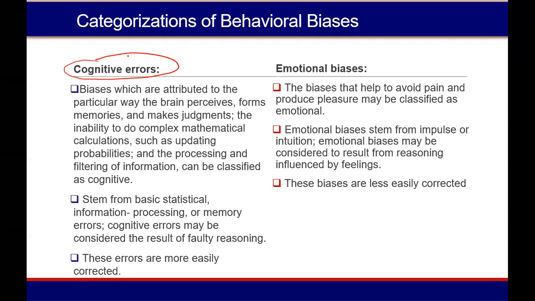And alternatively, emotional biases are not related to this. Emotional biases are related to something where we sometimes make decisions that give us more pleasure, and that give us less pain.